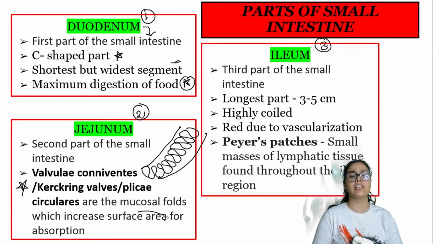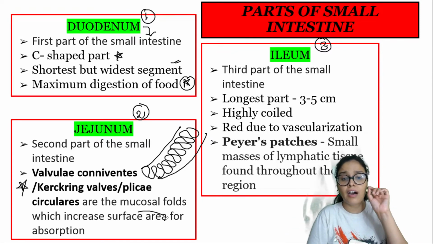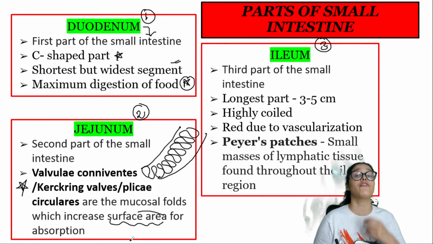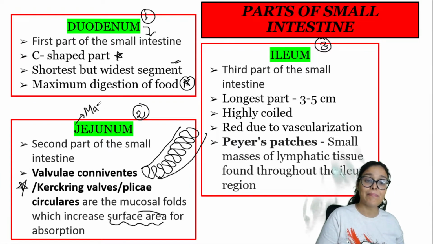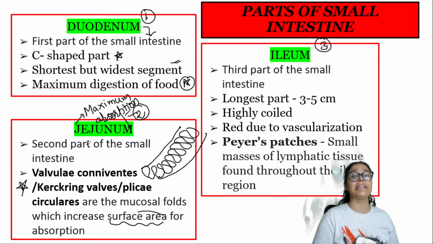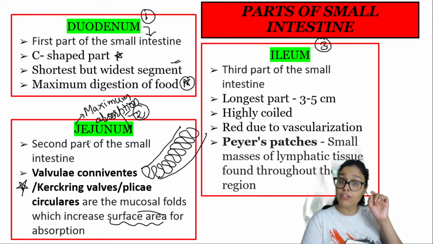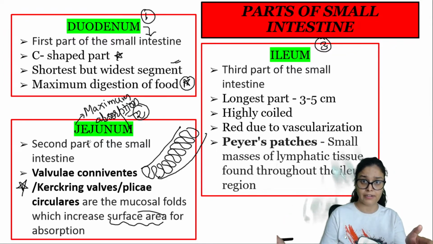Why is this mucosal fold there? Why does the inner lining have extra folds here? So that it will increase surface area for more absorption. Hence, jejunum is involved in maximum absorption of food. So maximum absorption of everything, even water is maximally absorbed here. Everything is maximally absorbed here. Even water is maximally absorbed here, that we will be seeing in the physiology part, right?